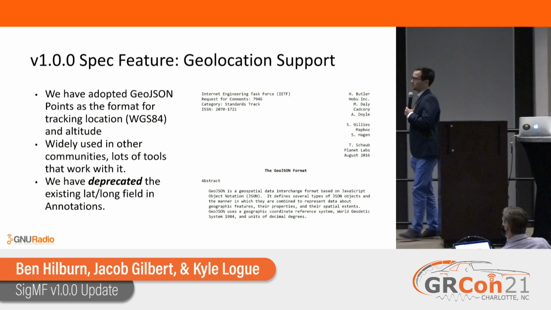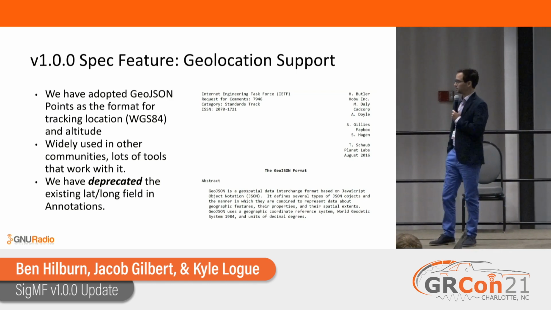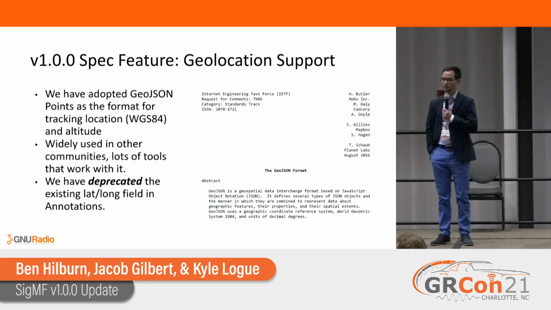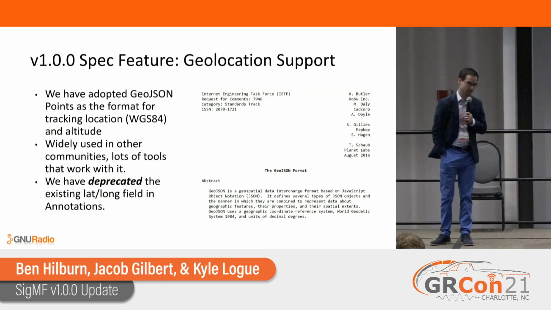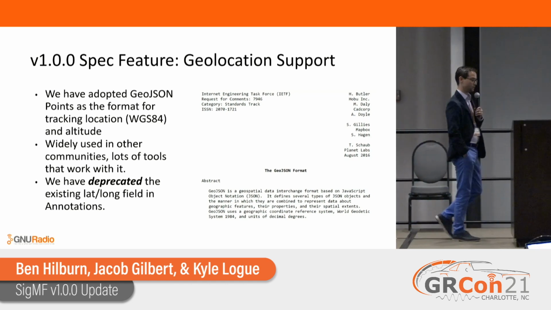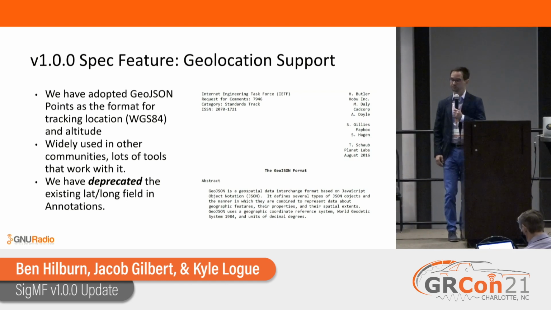The next one, geolocation support. We previously had WGS84-based support, but we kind of hacked geo support into the annotations part of SigMF. I think hacked is the right word. That is now deprecated. So we have adopted GeoJSON, which is widely used in other communities, and so has lots and lots of tools that support it, which are very cool.